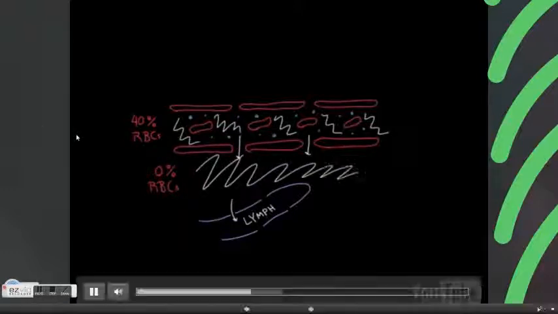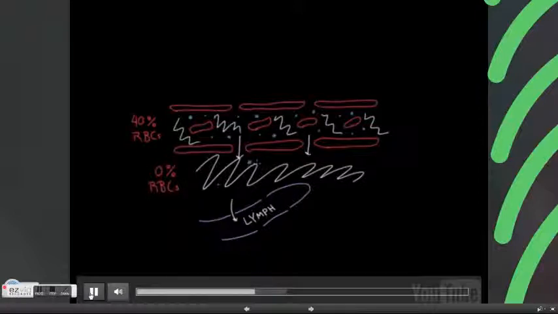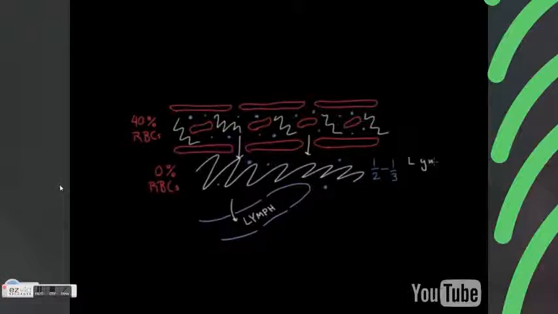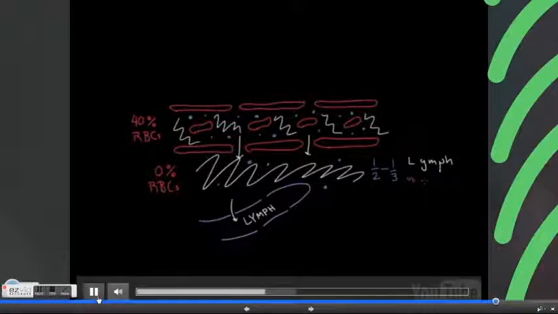So proteins have a tough time getting out, and certainly some of them do get out, and so we'll draw those here. But it's much less than are in blood, and so we end up with about a half to a third the amount of protein in lymph compared to blood. So lymph has about a half to a third versus blood. Let's draw that like that.